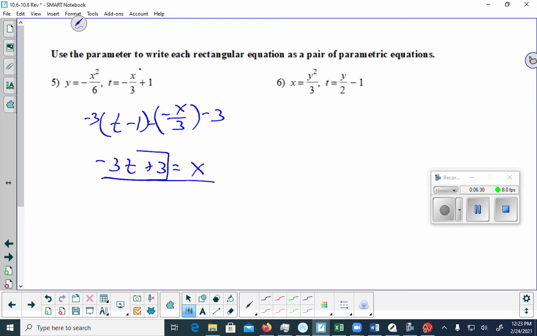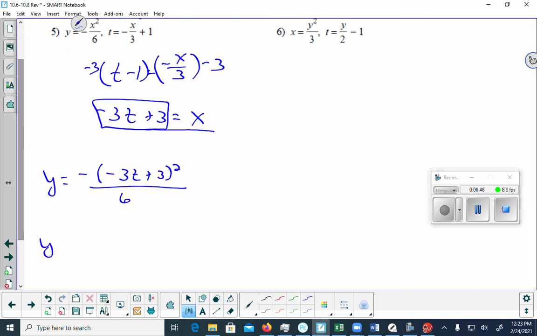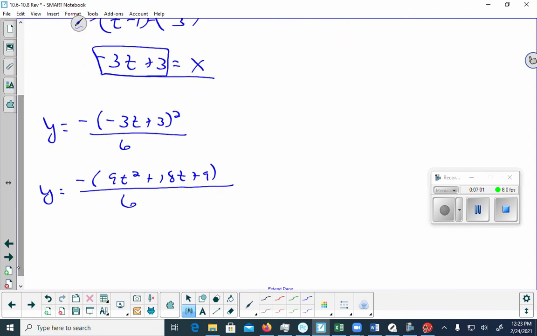Then I'm going to use this for x to put it in here to find out what y is equal to. So I'm going to say y is equal to a negative, and then I'm going to do this negative 3t plus 3 squared over 6. And then I'm going to FOIL that. So I'm going to have y is equal to a negative 9t squared plus 18t plus 9 over 6. You should simplify a little bit. Can we simplify it a little bit? So I'm going to factor out a 9.